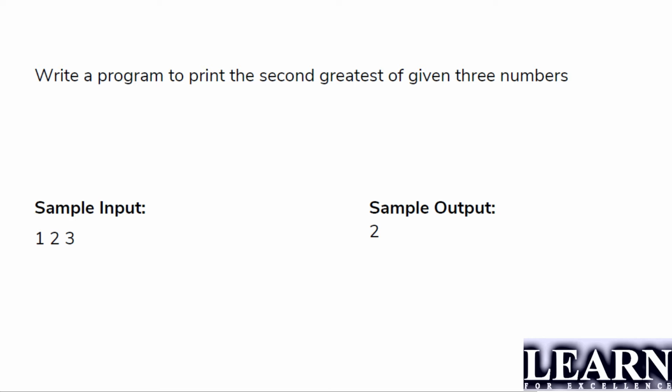Okay, let's have a look at the question. Write a program to print the second greatest of the given three numbers. In the previous one they asked for the greatest one. Now how are we going to find out the second greatest?